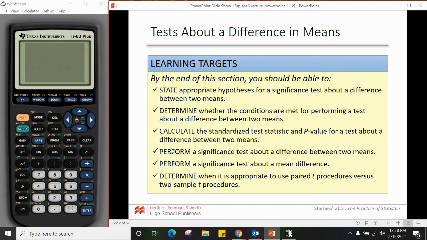So we've seen that a little similar with 10.2 with confidence intervals. And then determine when it's appropriate to use a paired t procedure versus a two-sample t procedure. And that will go along with the two different types of performing you see above.